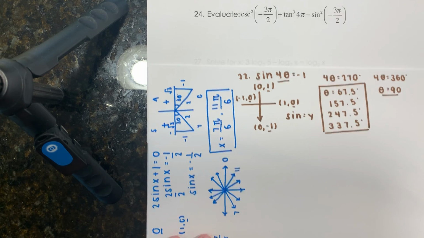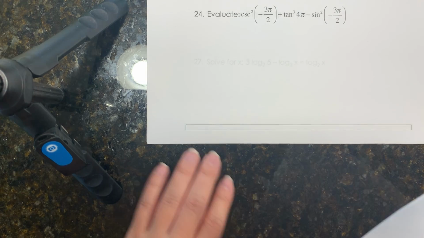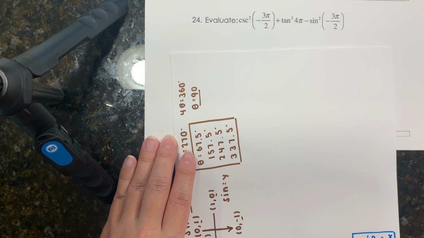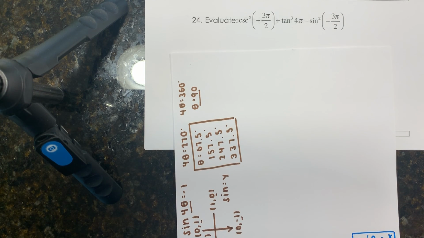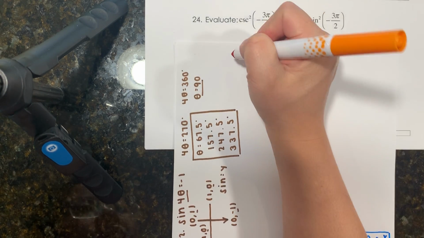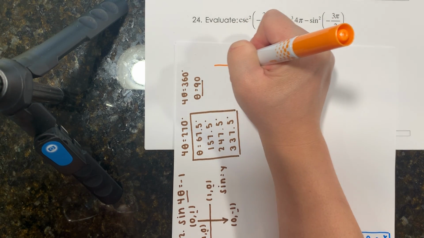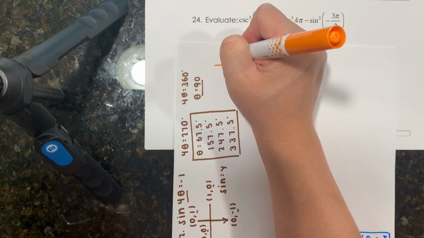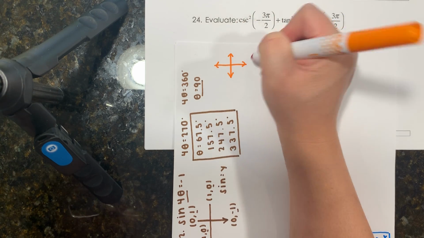Now looking at number 24, we have cosecant squared of -3 pi over 2, and then 4 pi for tangent cubed, and then -3 pi over 2 for sine squared. Okay, so what I'm going to do first is draw my snowflake chart for the 3 pi over 2. So that would just be a line here and here, and then here and here.